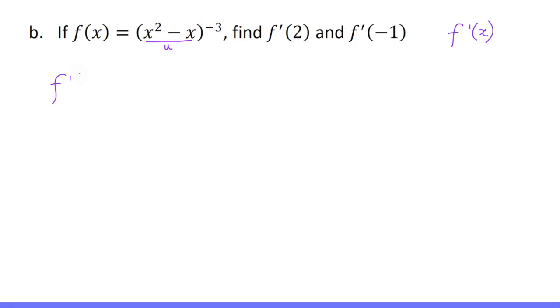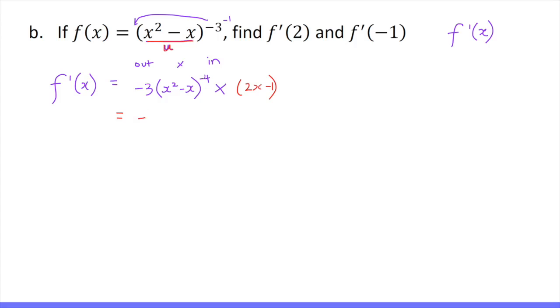So in order to find the derivative, we need to remember the rule. It's the derivative of the outside multiplied by the derivative of the inside. The derivative of the outside involves taking the negative 3 out the front. Again, we don't touch the inside, just leave it as it is, and subtract 1 from the power, so that will be negative 4. And then I'm going to multiply it by the derivative of the inside. So the derivative of the inside, which we've called u, will simply be 2x minus 1.